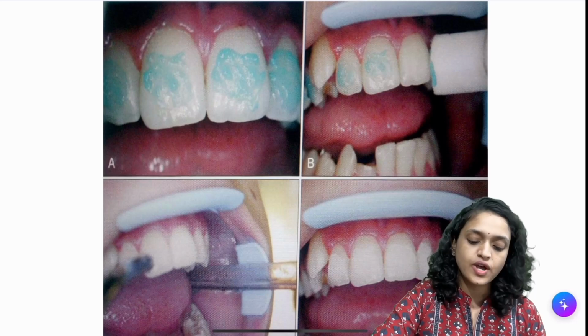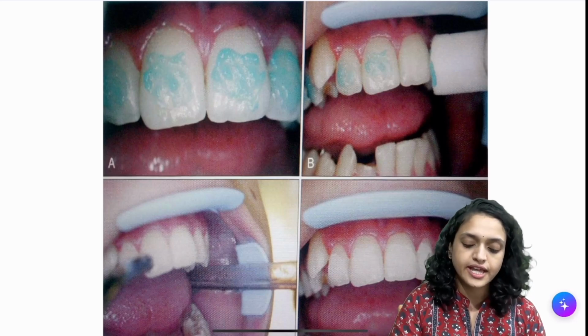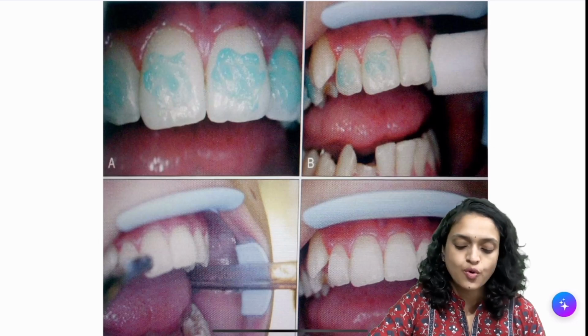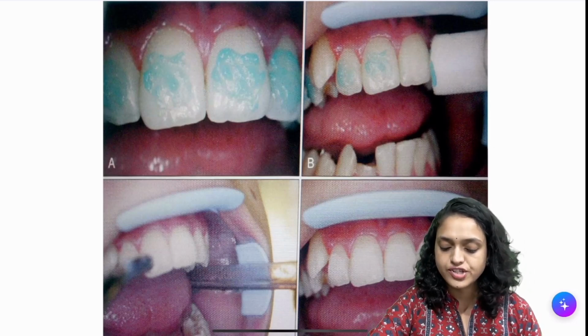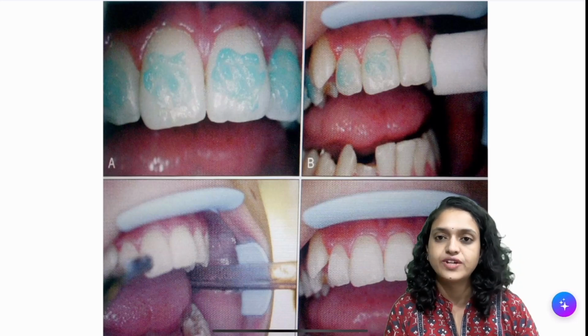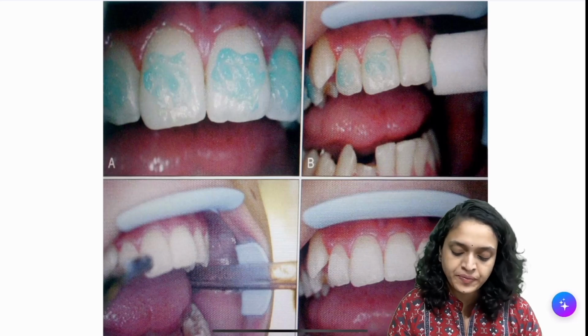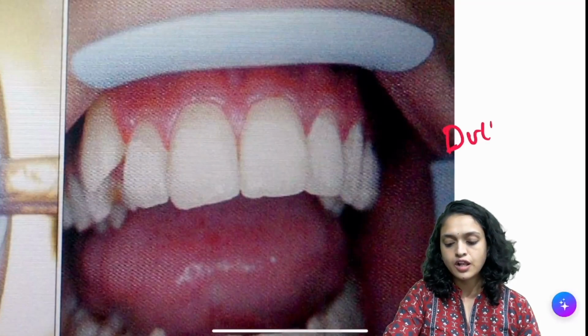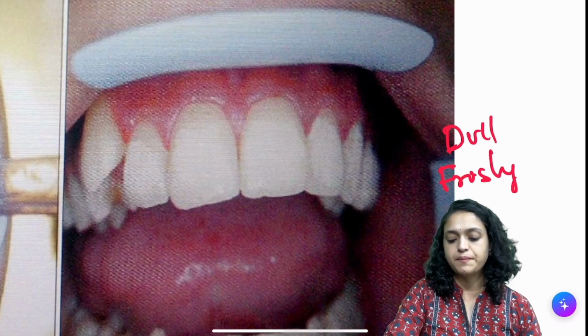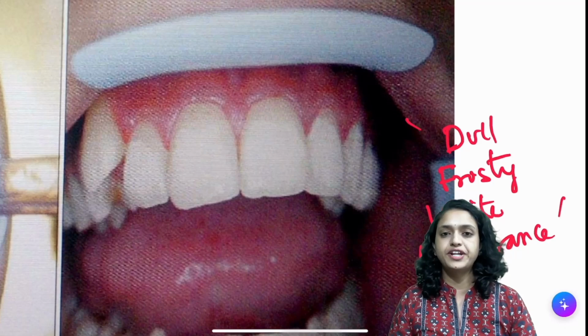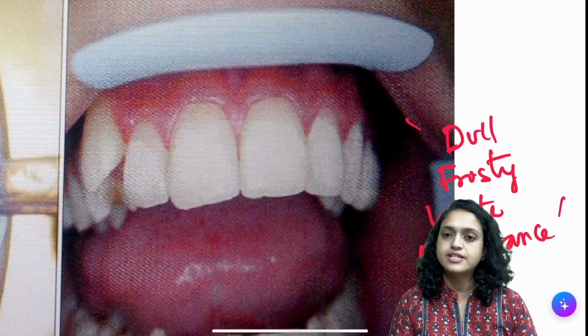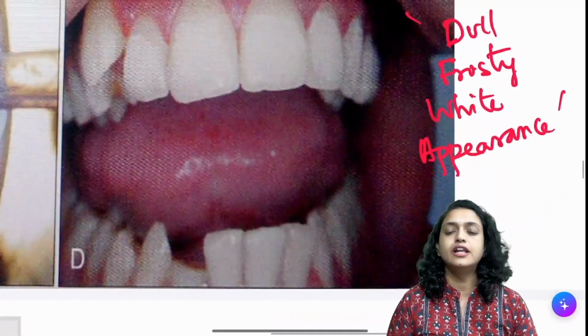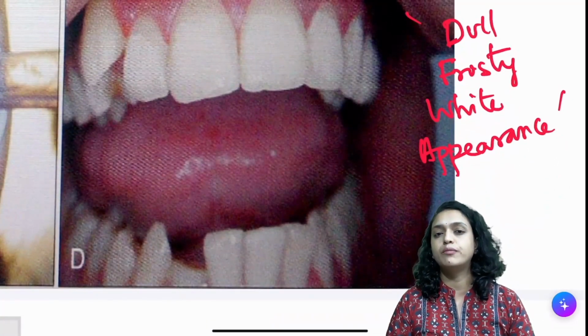You're not supposed to etch the entire tooth surface. Then after 15 to 20 seconds, wash out the etchant using your three-way syringe, and clean up and dry it. You will see a dull, frosty white appearance. This indicates successful etching of the enamel. A dull frosty white appearance is what you should be able to make out.